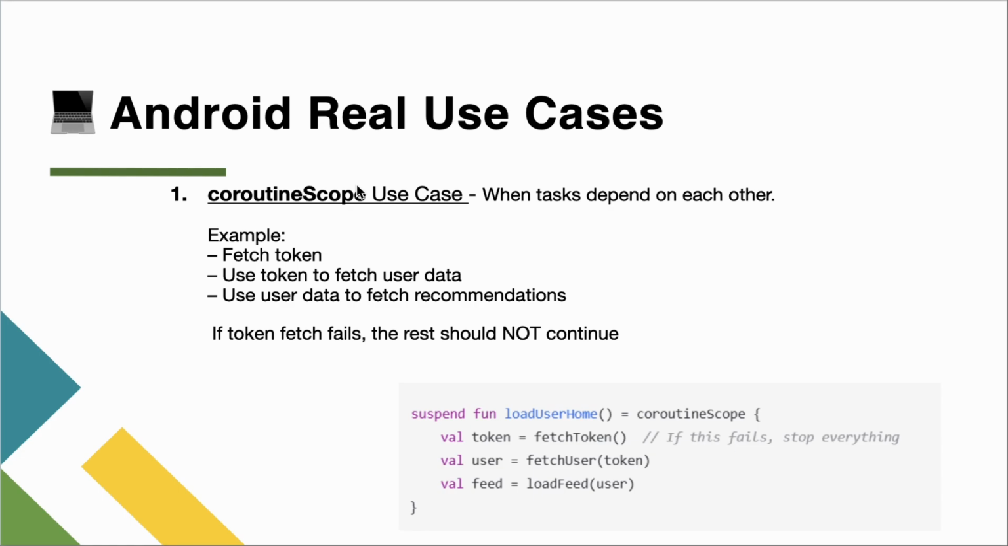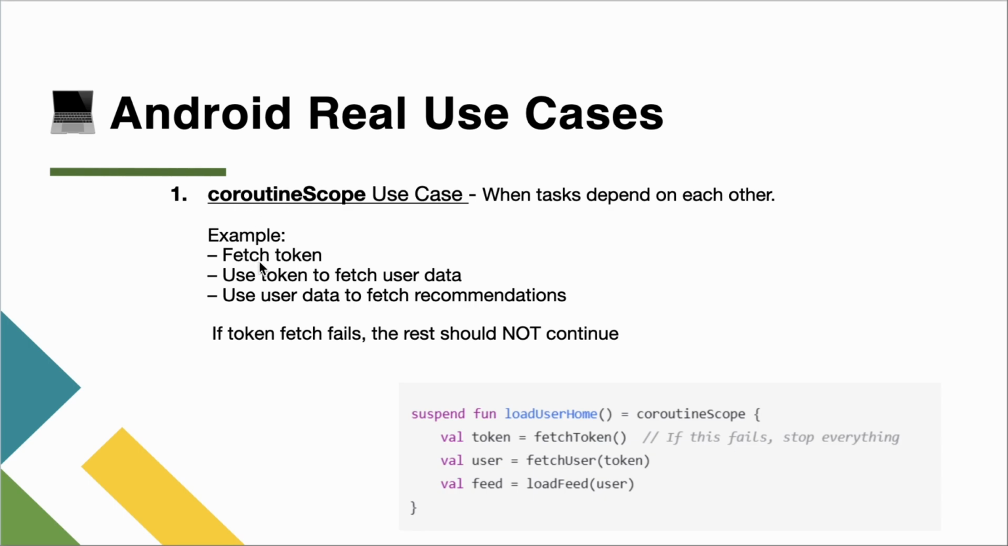Okay. Now, let's try and understand the real use cases where you would actually use these in your Android app. So the coroutine scope use case is when tasks depend on each other. For example, fetch token, use token to fetch user data, use user data to fetch recommendations. These are the use cases where you go ahead and use the coroutine scope.